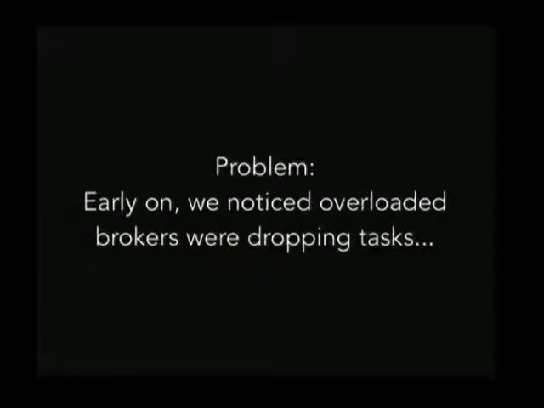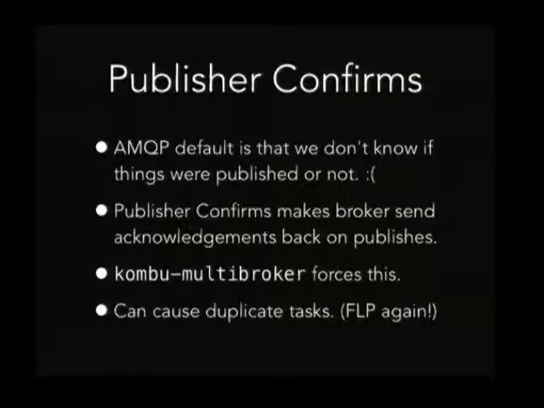The other thing is, early on, we noticed overloaded brokers were dropping tasks, which sucks, as you might imagine. We didn't understand why. The reason is that you really need to turn on this publisher confirms mode. By default, AMQP, which is the protocol that Rabbit uses to talk to the clients, the publishers and the consumers, doesn't actually give you an acknowledgement when you send it a task. You actually have to ask for that. There's various reasons for that. This hurts performance a little bit, I think something like 25 to 50%, depending on what you're doing.